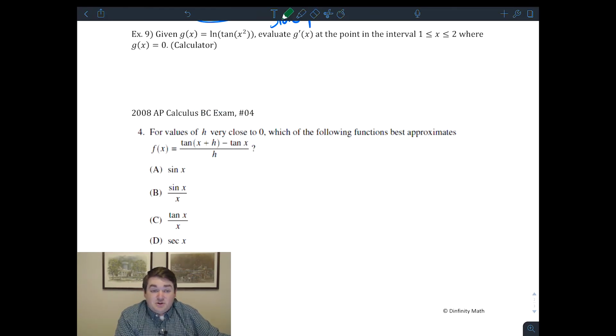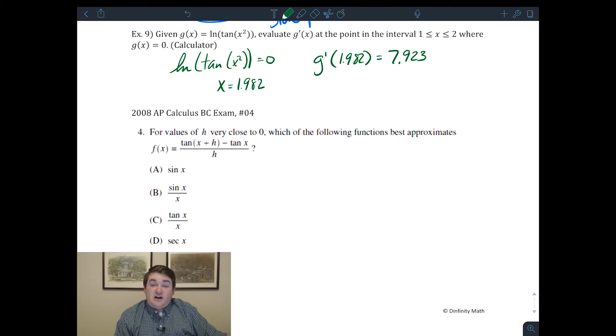Example 9 is a very similar problem. Given g of x equals the natural log of tangent of x squared, evaluate g prime of x at the point in the interval 1 to 2 where g of x equals 0. So I'm going to take my calculator. I'm going to graph natural log of tangent of x squared. I'm going to restrict my window so it's from 1 to 2 and find where it crosses the x-axis. Once I've found that x value, I'm going to use my calculator to plug that x value into the derivative without ever needing to know what the derivative even was.